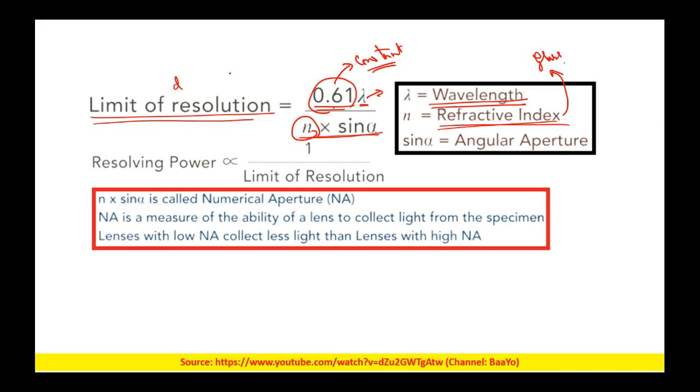So what is the angular aperture? Suppose you have this specimen over here, then the light is coming in the form of a cone, and this angle is called alpha. So that is called the limit of resolution. So what is this limit of resolution D? Suppose you are having two point objects which have been placed D distance apart, then what is the minimum distance D which your microscope will be able to resolve?